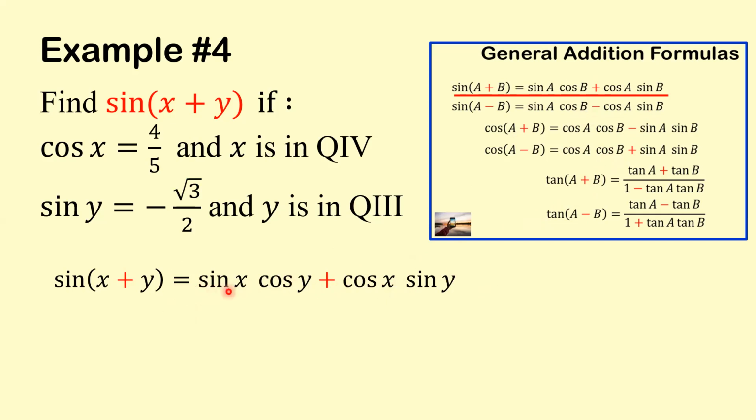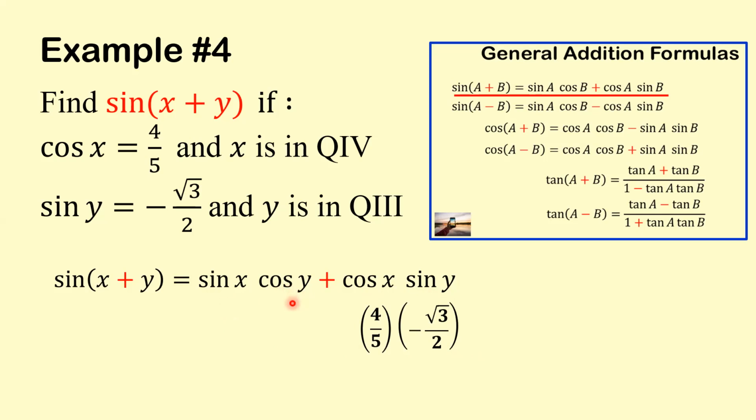So, ang x natin ay hindi given. Instead, ang given sa atin, the cosine x. So, cosine x, this factor is given. As well as yung sine y. So, this factor is also given. So, mahahanap na natin tong product nitong dalawang to kasi given na yung 4/5 tsaka yung negative square root of 3 over 2. Ang hindi given yung sine x tsaka cosine y.